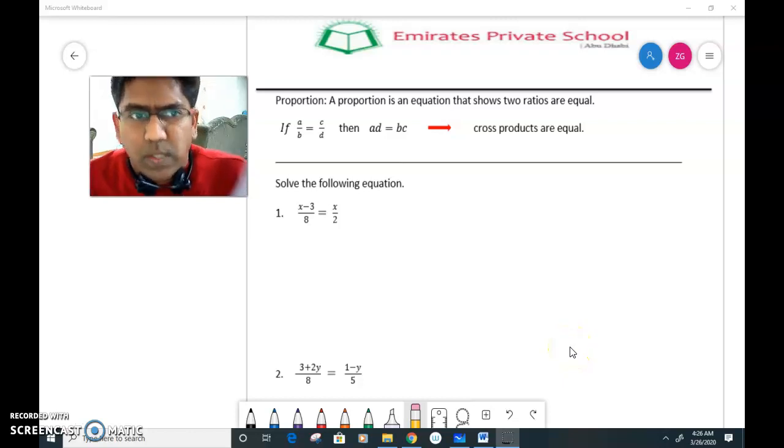Hello students, welcome back. And now in today's session we'll be solving equations which are in the form of a proportion. So first we'll define what a proportion is.